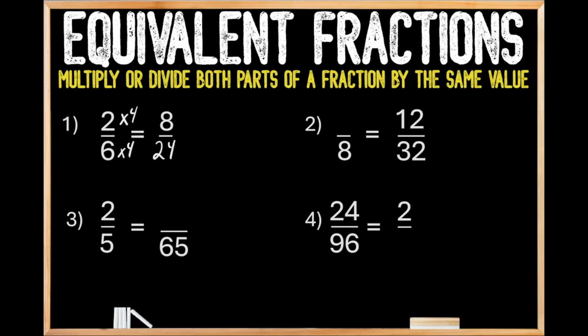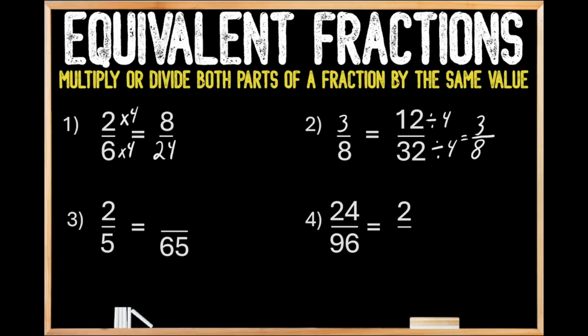So we need to think, well, how did we get from 32 to 8? Well, we could divide 32 by 4 in order to get our denominator of 8. So we're going to do the same thing to our numerator up top. And when we divide 12 by 4, we get 3 for the equivalent fraction of 3/8. So 3/8 is equivalent to 12 over 32.